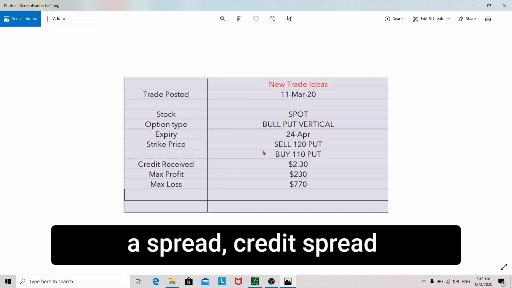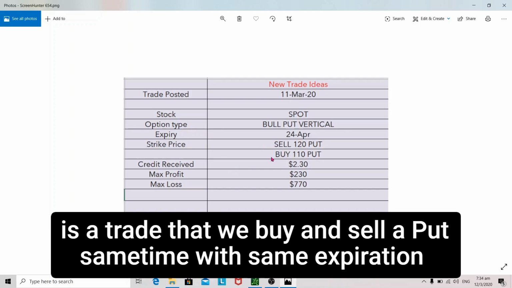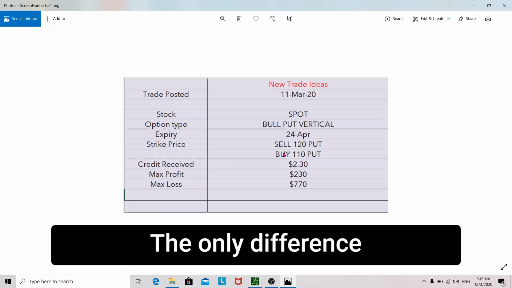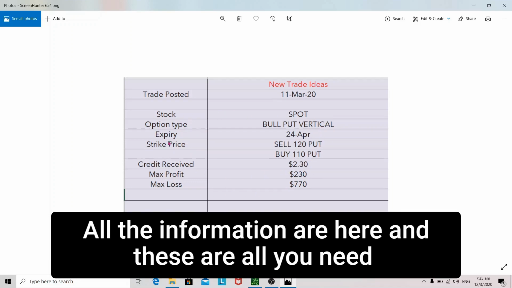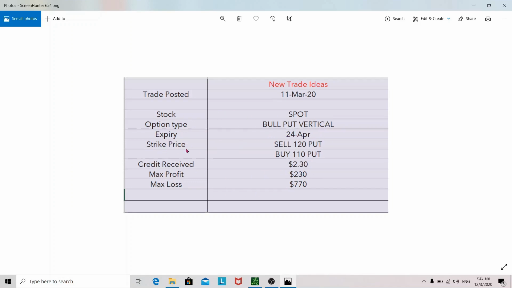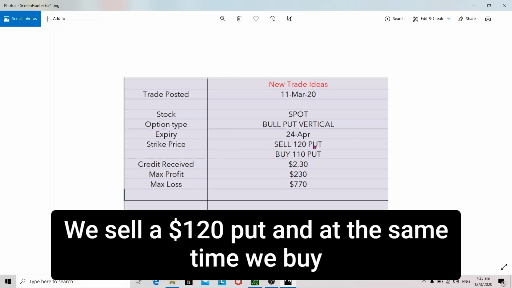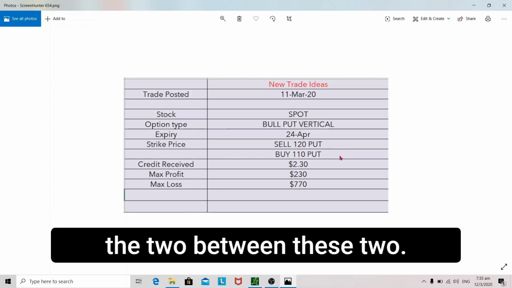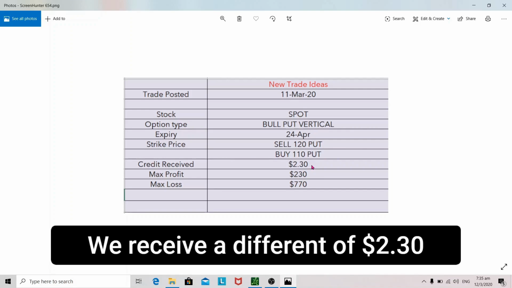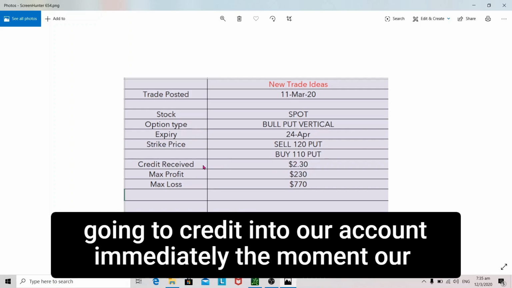For a credit spread, we buy and sell at the same time, right? It's just that the expiration is the same, and the only difference is the strike price. So the information you need is all here. That's all you need, right? Expiration 24th of April. We sell the 120 put, and at the same time we buy the 110 put. For selling the 120 put and buying the 110 put, we receive a difference of $2.30. That is the credit they're going to put into our account immediately the moment our order fills.